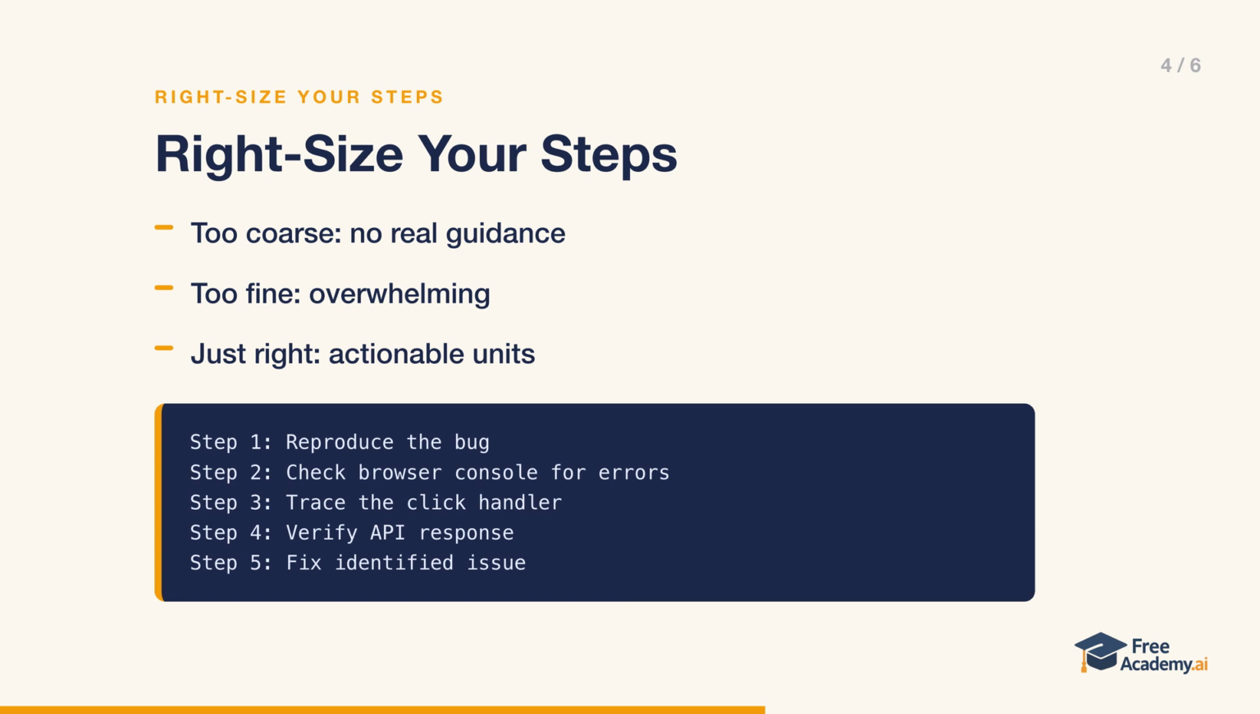Look at this just right example for a bug. Reproduce the bug, check the browser console for errors, trace the click handler, verify the API response, then fix the identified issue. Each step is a meaningful unit of work the AI can actually carry out. Aim for that middle ground every time.